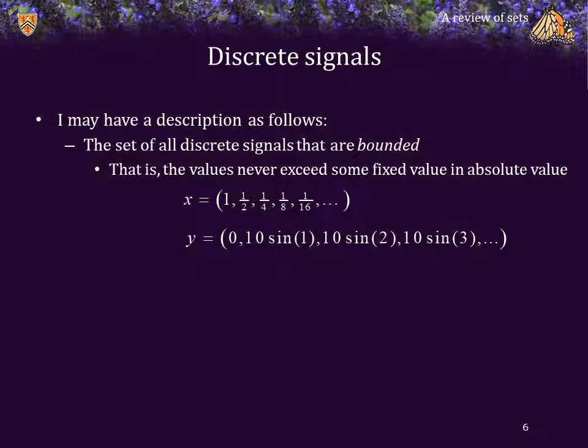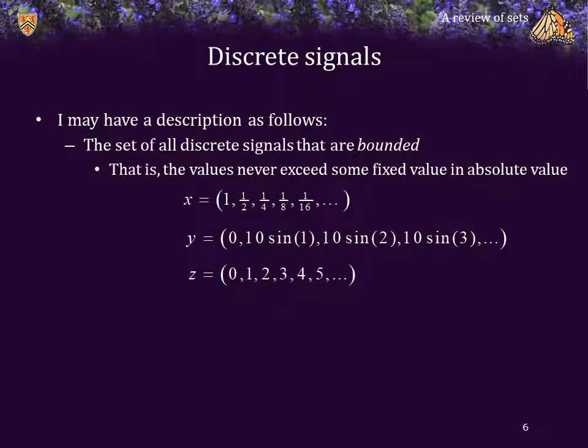On the other hand, the sequence 0, 10 times sine of 1, 10 times sine of 2, 10 times sine of 3, and so on and so forth, also is going to be bounded because the maximum value that sine of x can take in absolute value is 1. So if the maximum we're multiplying sine of n by is 10, the maximum value that may ever possibly appear in this particular discrete signal is, in absolute value, equal to 10.